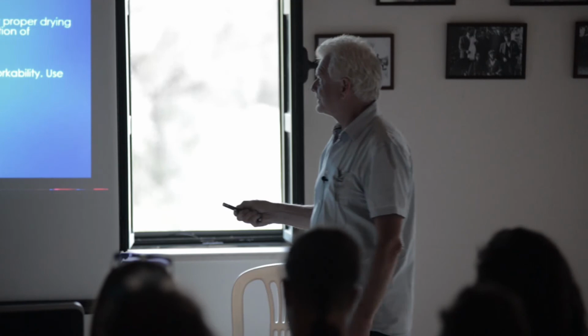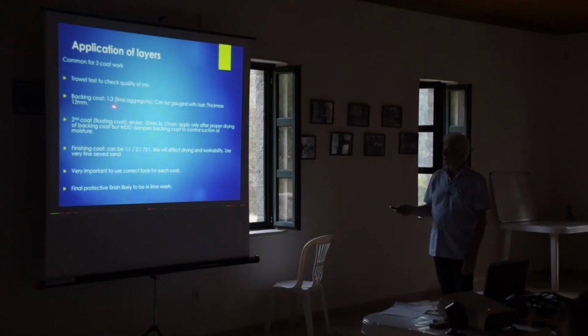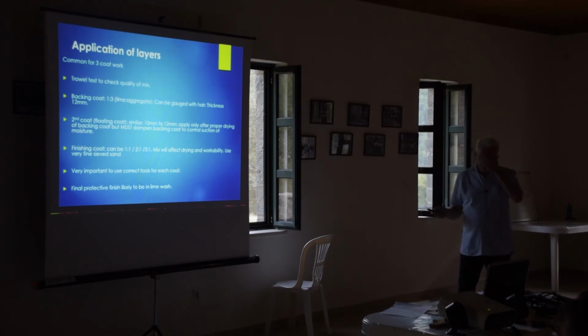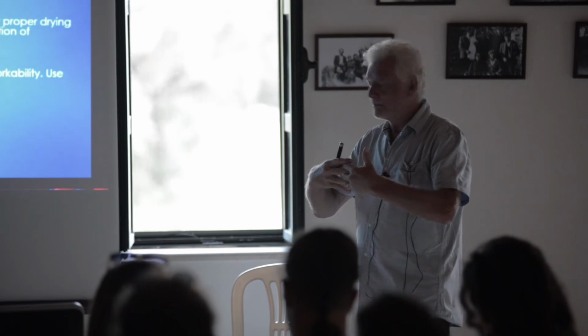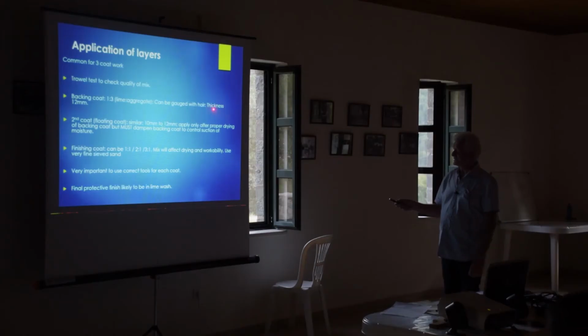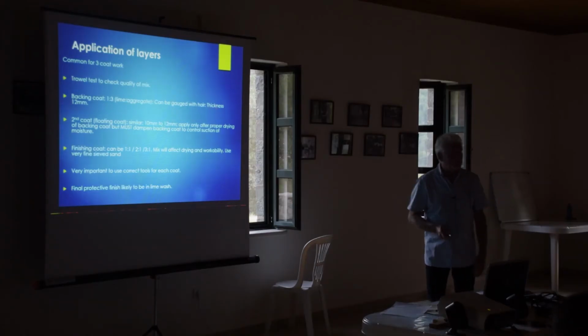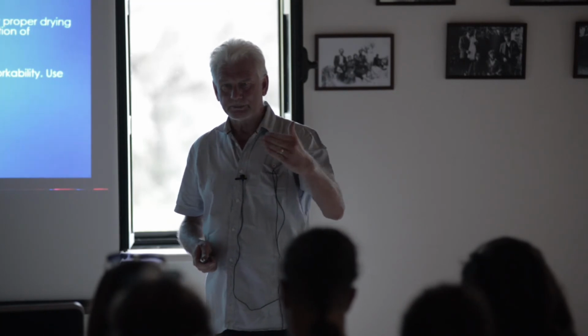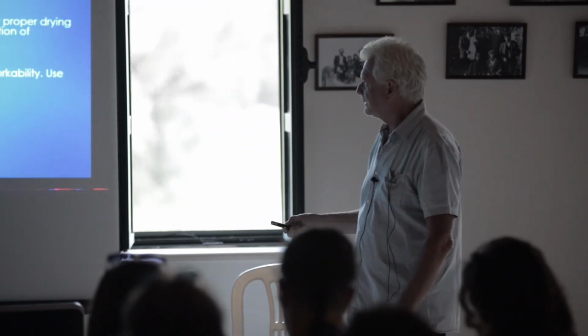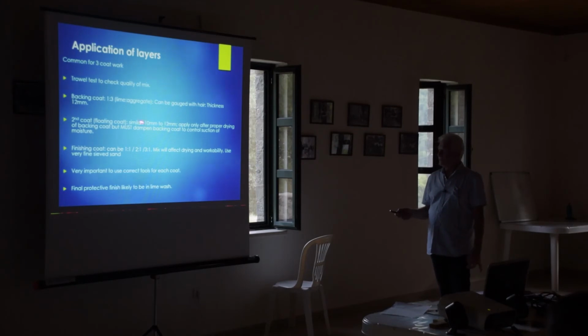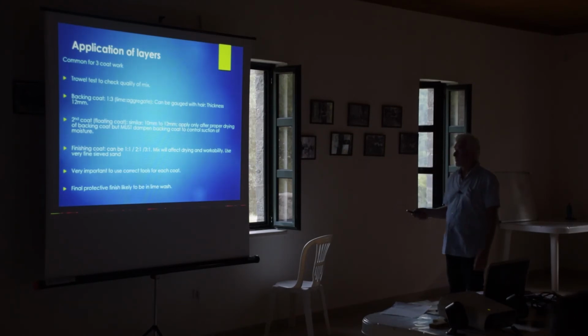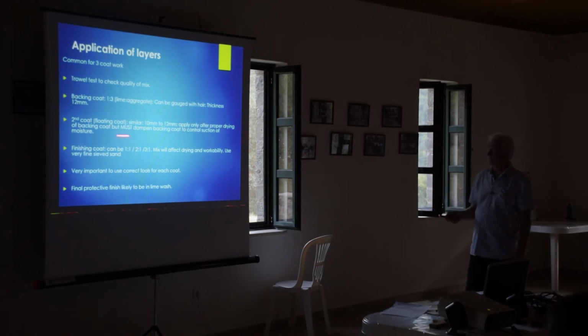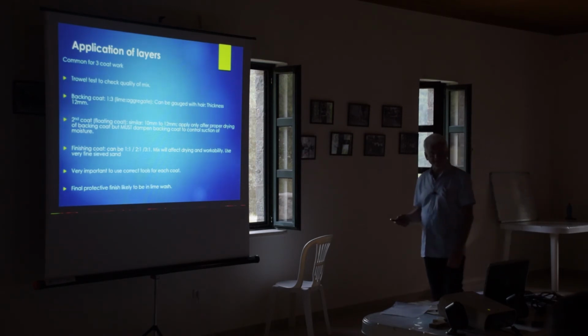So the backing coat, the very first coat you put on, would be 3 to 1. In some renders, you can gauge that with hair to help it bind. The thickness is the important thing. It should not be more than 12 mil. The first coat should not be more than 12 mil. The second coat, if anything, should be less, so it should be 10 to 12. But it's applied only after proper drying of the backing coat.